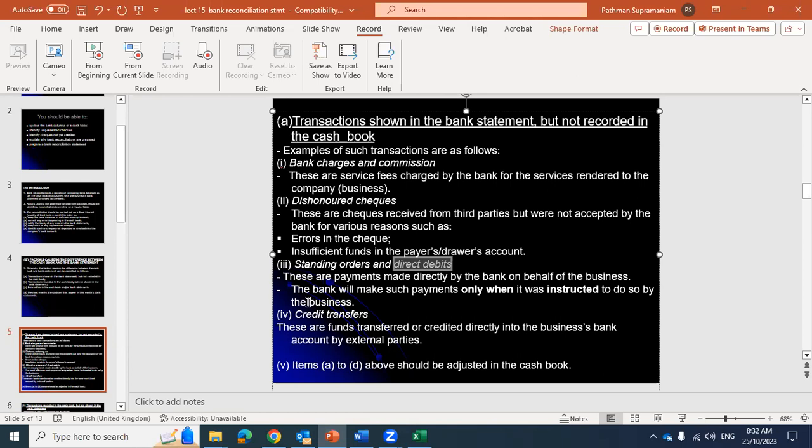Okay, and then you have credit transfers. Credit transfer is where the business receives money, funds, which is credited directly into the business bank account.